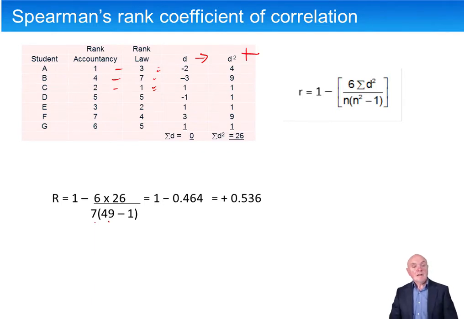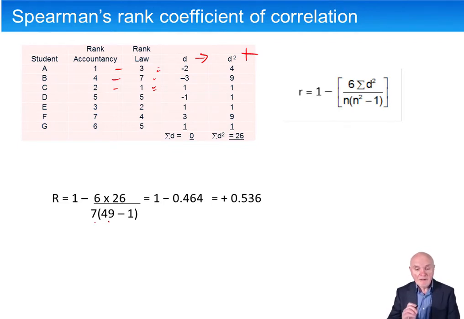Okay? So if we take the top 2 and the bottom 2 just to show you what's happening, 1 minus 3 is minus 2. Minus 2 squared is 4. 4 minus 7 is minus 3. Minus 3 squared is plus 9. Down here, 7 minus 4 is 3. 3 squared is 9. 6 minus 5 is 1. 1 squared is 1.